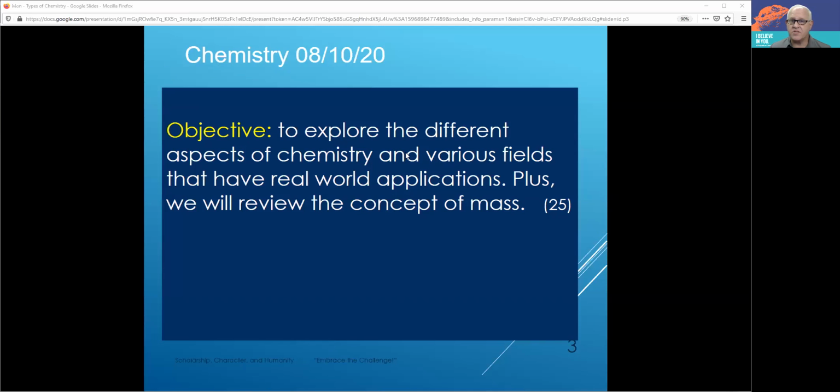So our objective is to explore the different aspects of chemistry in various fields that have real-world applications. A lot of what we're doing in this conceptual chemistry course is so that you can apply these particular pieces of information and knowledge into the real world.